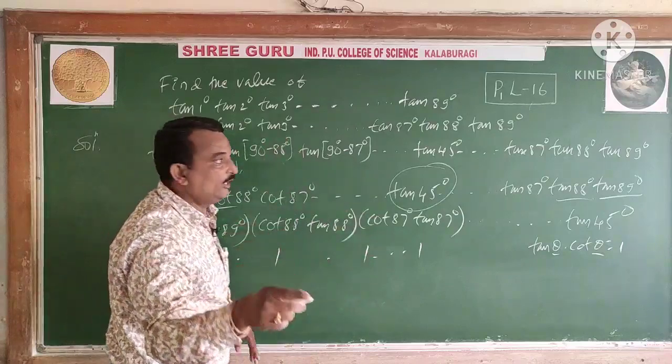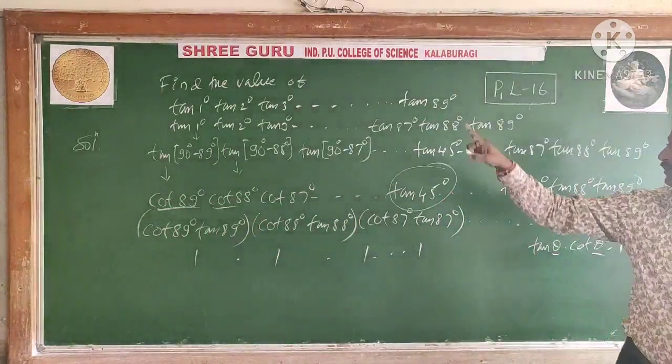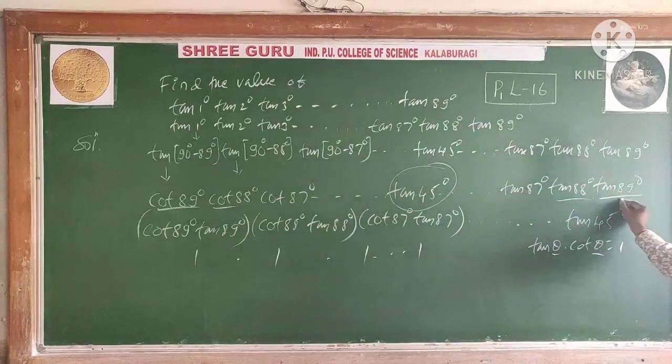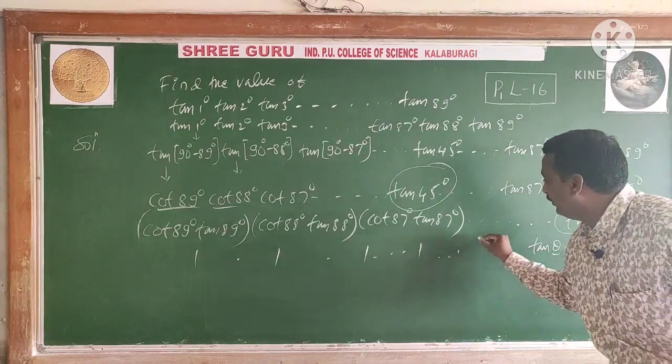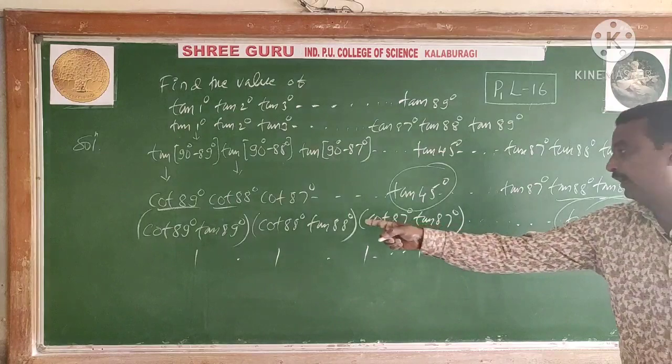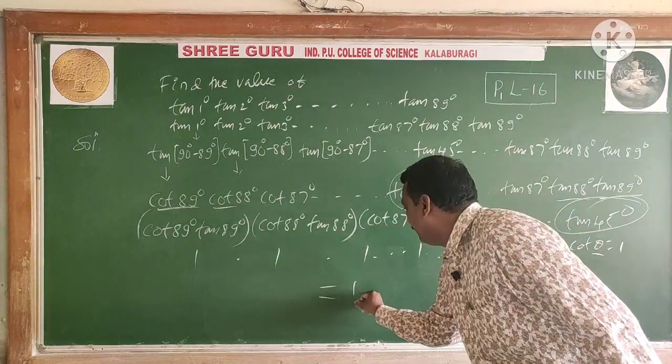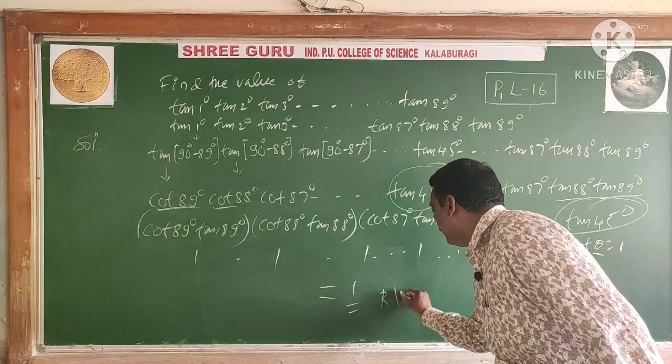Finally, 89 terms. See the problem, 89 terms. There is only one term remaining, which is tan 45. What is the value of tan 45? Tan 45 is also one here. All the products are 1, so what will the answer be? It is 1. So this is 1, the RHS.